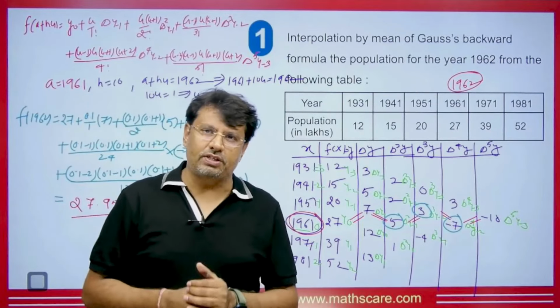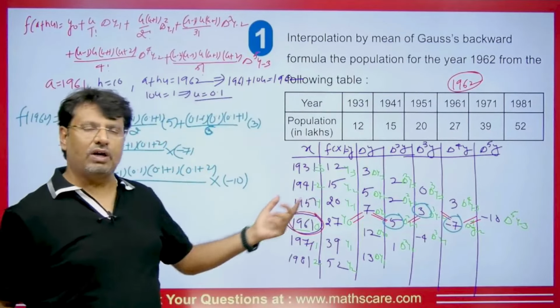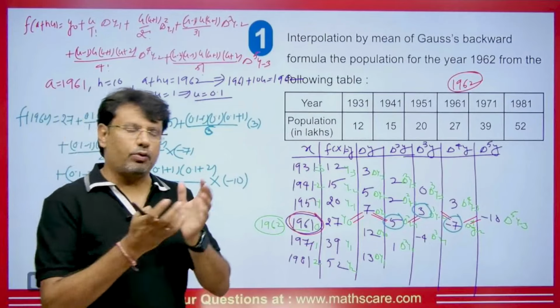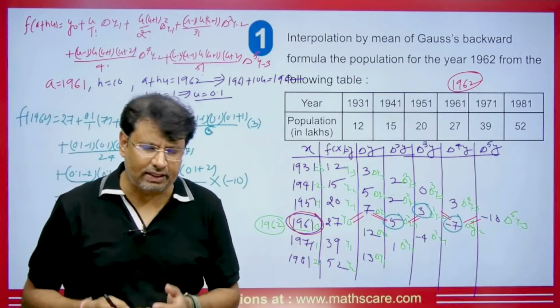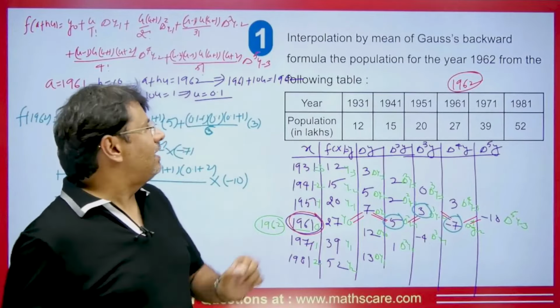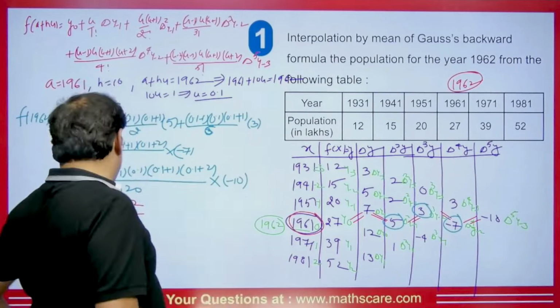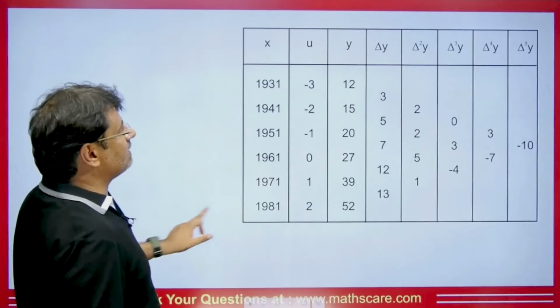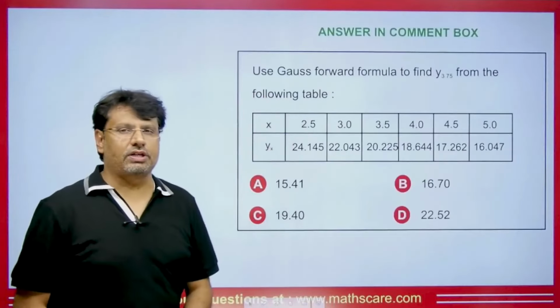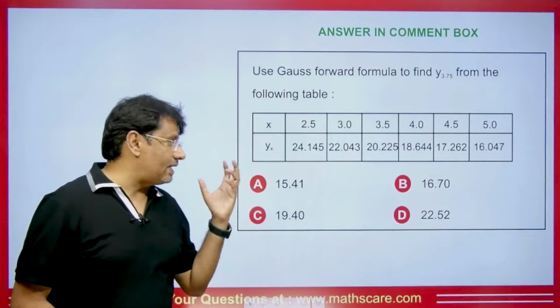If the same question is asked using the Gauss forward formula, then you just have to change the formula here. I have told you how to do it, right? Please comment your answer here. The same answer is shown using Gauss forward. You can share your experience regarding this series. I have a question for you here and you can give me the solution in the comment box.